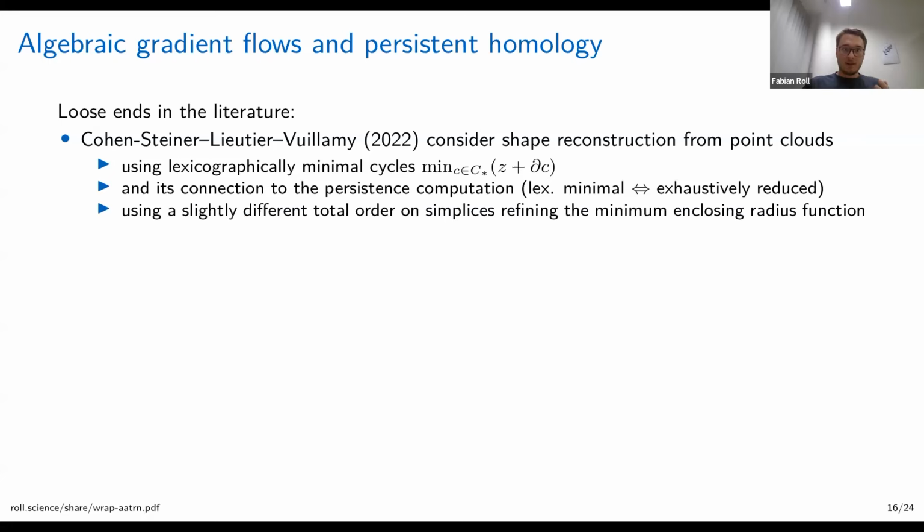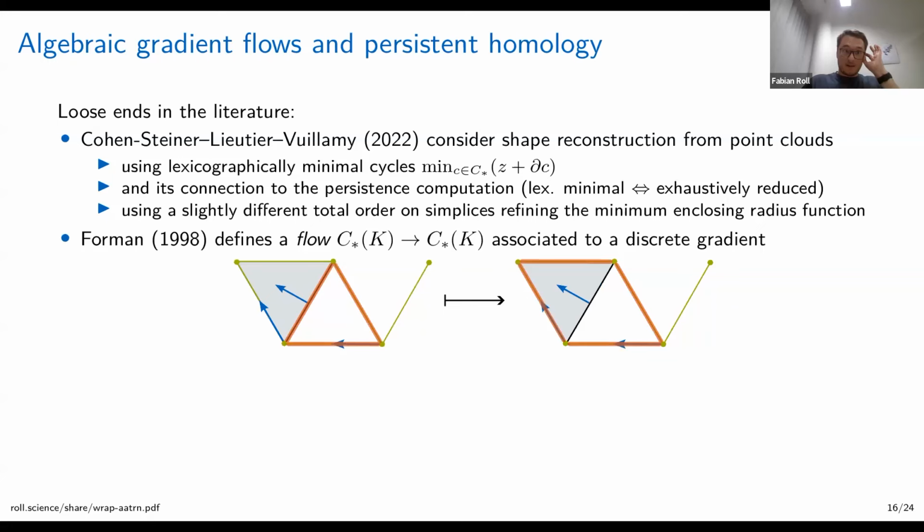But a key technical difference to our work is that they use a slightly different total order on simplices, refining the minimum enclosing radius function, which basically means they're using a refinement of the Čech filtration. And while this is only a technical difference, it's still a bit unclear to me how their results relate to ours, which is still subject to further research, and I would be very interested to see how this is done.